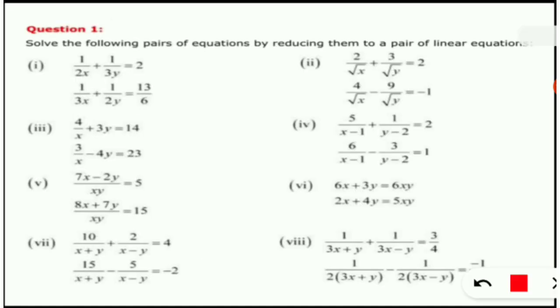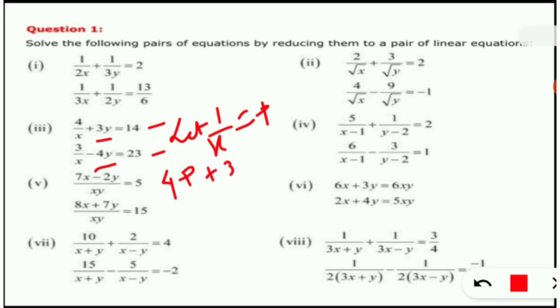Now Roman number 3: 4 by x plus 3y equals 14 and 3 by x minus 4y equals 23. So here 3y minus 4y is not a problem, but 4 by x is a problem. So simply let 1 by x equal p. So the first equation reduces to 4p plus 3y equals 14. And next, 3 into p, 3 into 1 by x, that means 3p minus 4y equals 23.